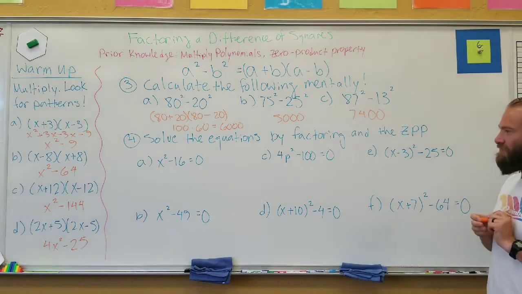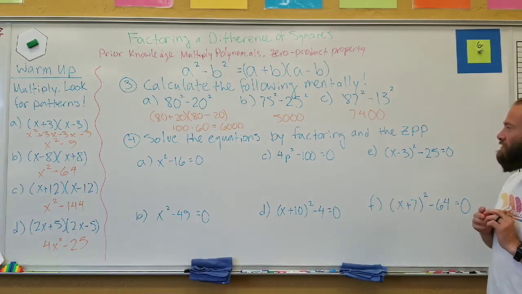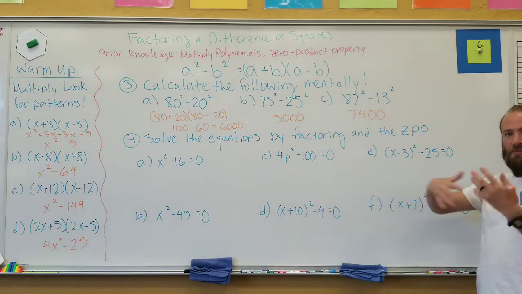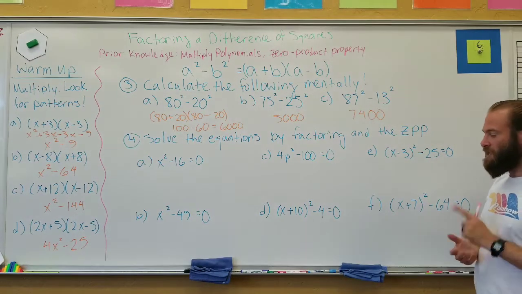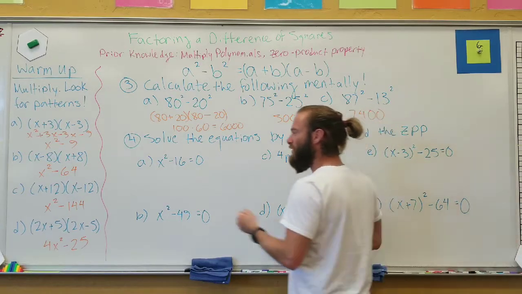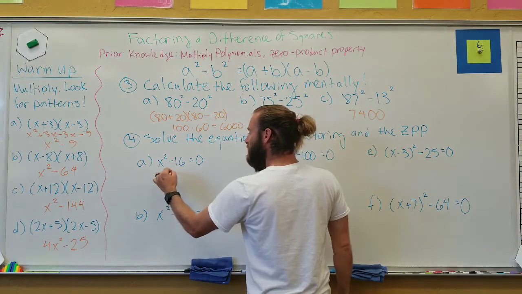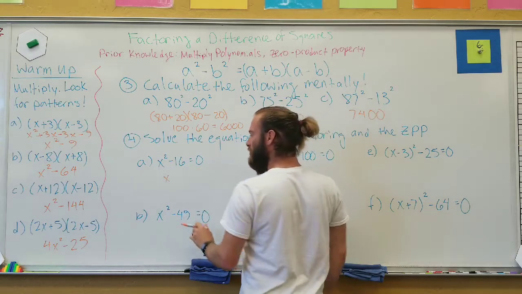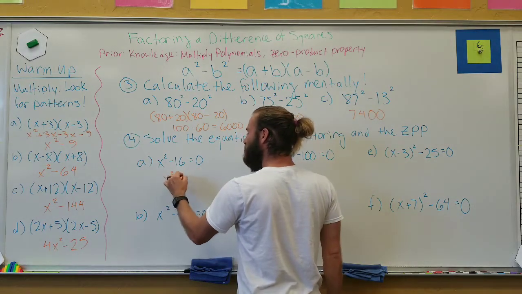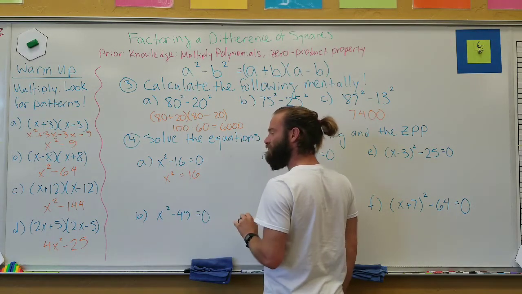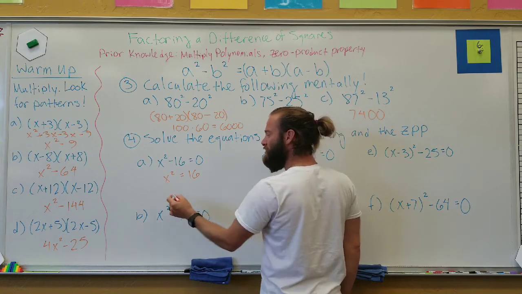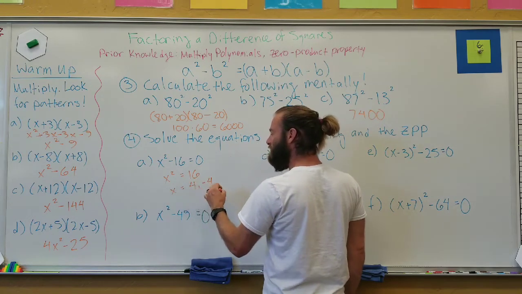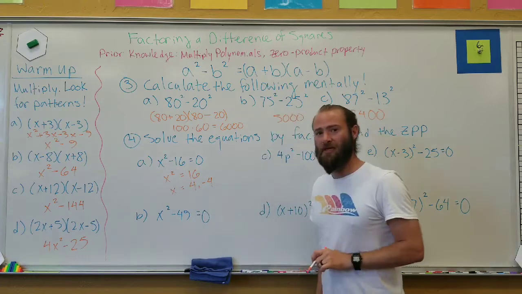Okay, last one. Solving the equations by factoring and the ZPP. Remember, that means break it apart and apply the zero product property. Now, one quick thing for you guys. We have learned before with this that if we add 16, and you can write this down as a separate way to do it, okay? If you add 16 to both sides, you get x squared equals 16, and then you can think in your heads, well, we know that x could be 4, but it also could be negative 4, because both of those numbers can square to make 16.